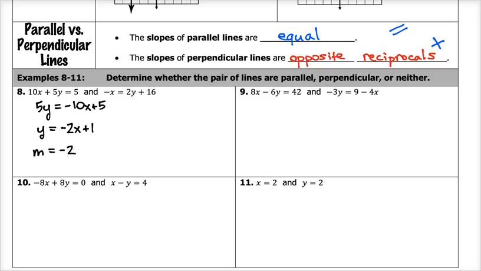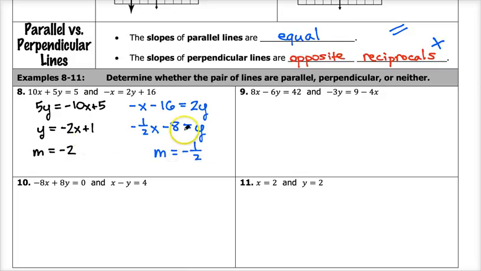The second line, I have y on the right side of the equal sign, so I can subtract 16 from both sides to get negative x minus 16 on the left. So I have negative x minus 16 equals 2y. And then I can divide everything by 2. And that's going to give me negative 1/2 x minus 8 equals y here. So here my slope, again, the coefficient of x, is going to be negative 1/2.